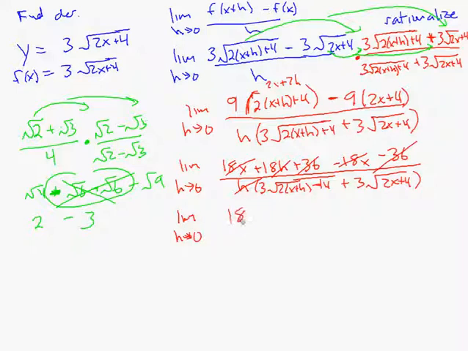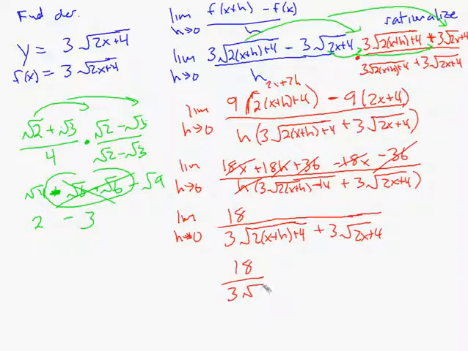Notice these are like terms. So, and I can cancel with the 18, so I get 6 over... Actually, I don't want to do that quite yet. 3 plus 3 is 6. These are like terms. 2x plus 4. Now I'll cancel that and get 18 over 3 root 2x plus 4. That is my derivative. That's f prime of x. Okay? That's about as hard as they get, so.